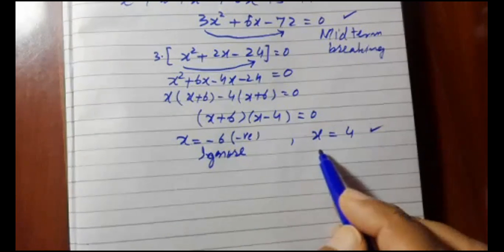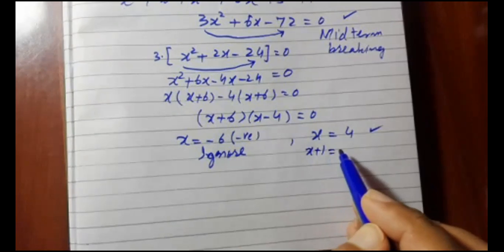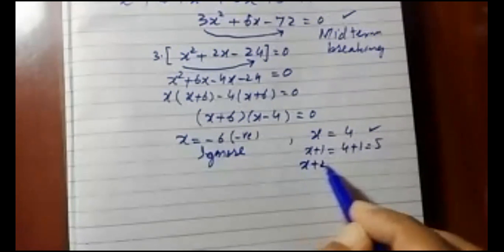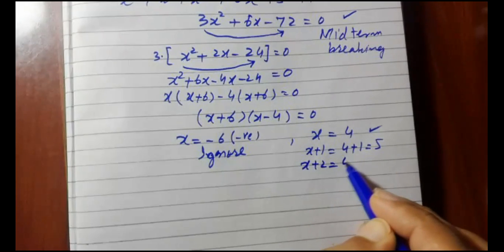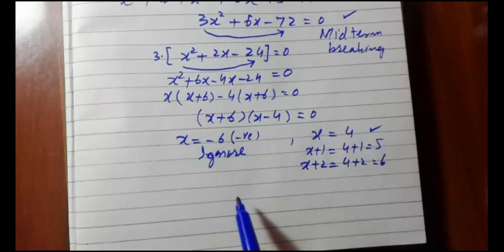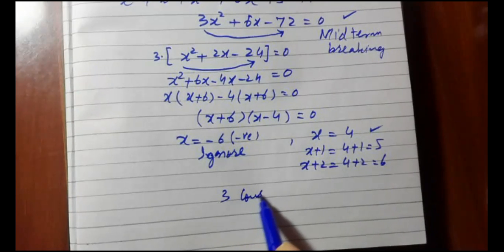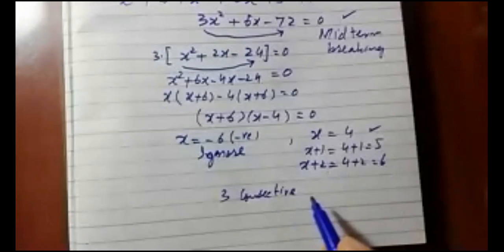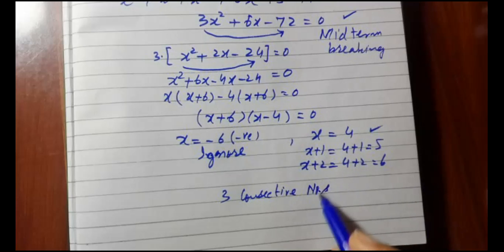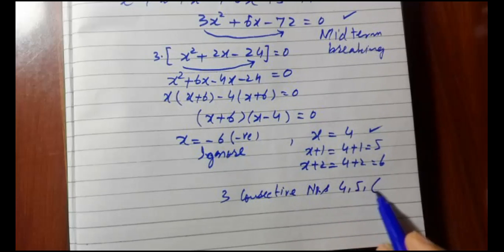x plus 1 will become the second positive number, that is equal to 5, and x plus 2, that we assumed, is the third positive number, 6. So the three consecutive numbers will be 4, 5, and 6. This will be the answer.